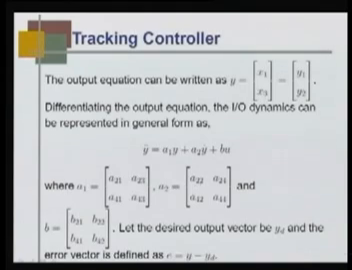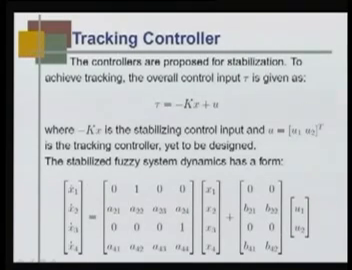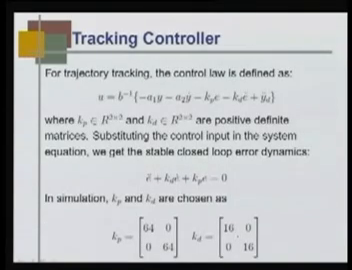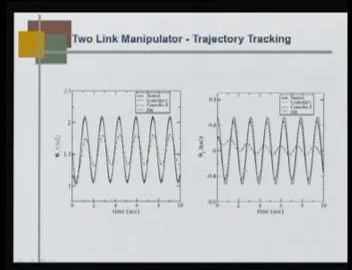Similarly, a 2 is a22 a24 a42 a44, and b is similarly b21 b22 b41 b42. So, let the desired output vector be y_d, and the error vector is defined as E equal to y minus y_d, and then I can say u is my tracking controller. If I design this tracking controller, I get the closed loop error dynamics as this. So, if I take Kp and Kd as this, then this is a stable dynamics and tracking is possible.